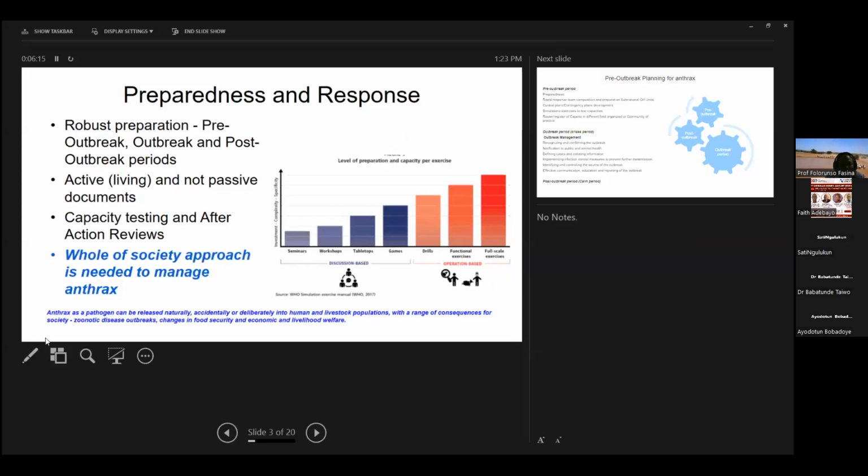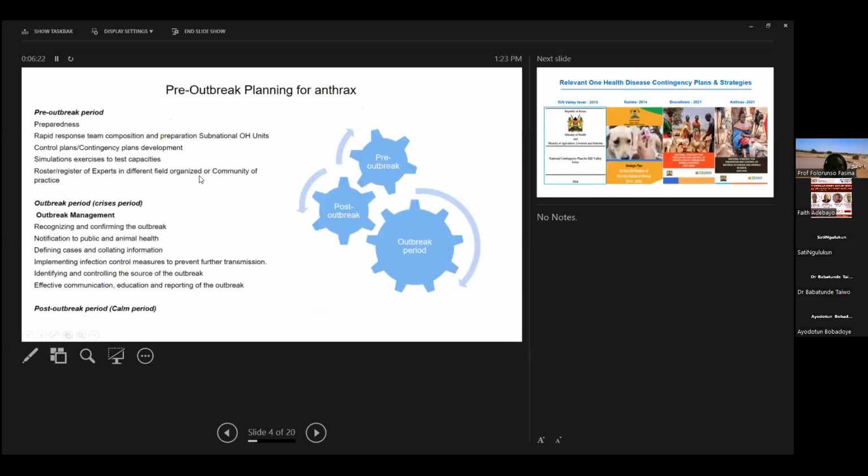can be natural or deliberate in terms of infection. So in terms of outbreak planning that I talked about, these are some of the things we need to do. It can be preparedness, rapid response teams need to be put in place. And this rapid response team is better put at the subnational level. You don't only want to build capacity in a place like Abuja and leave all the states alone.